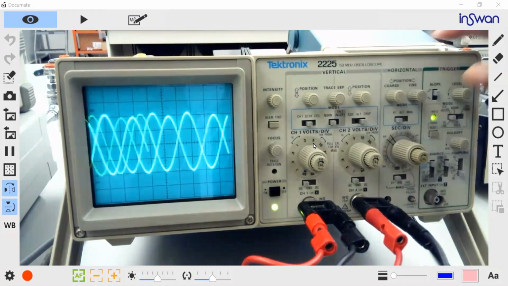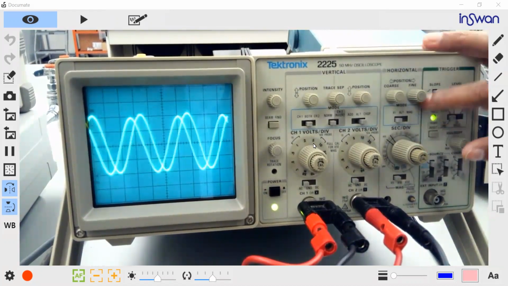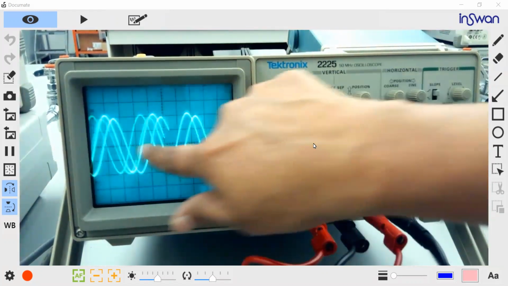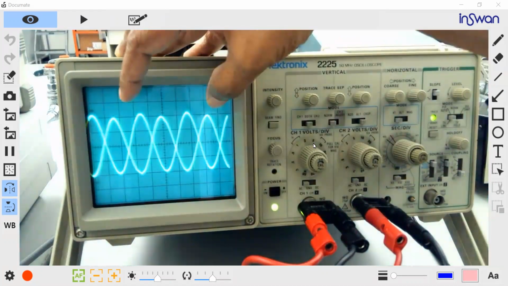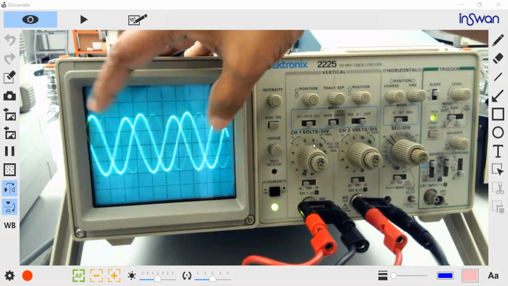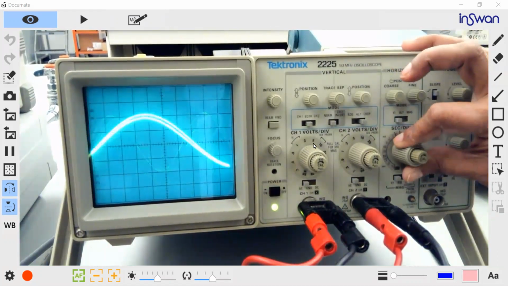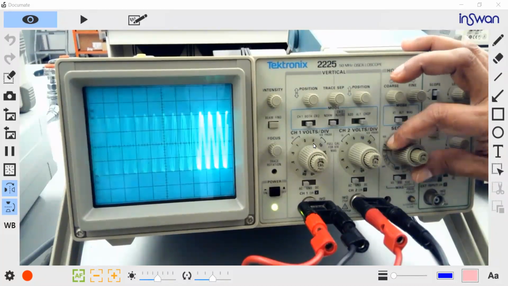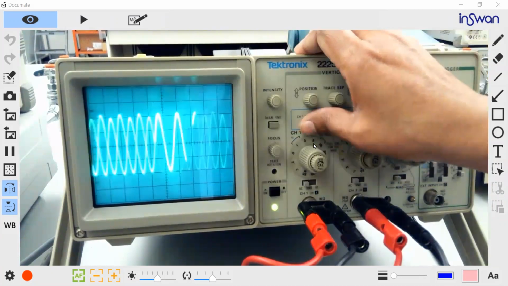Now here I have the horizontal panel. The horizontal panel is for your time axis, meaning this axis. You can change your time axis as you want to see. Sometimes when you need to measure the period, you may need more waves because we take the average of the waves, so you can change that using this. You can make it one cycle if you want, but usually we take more cycles to make it visible to read.